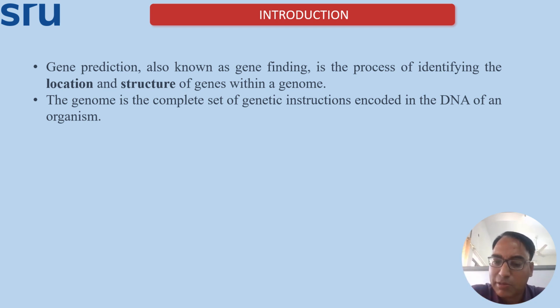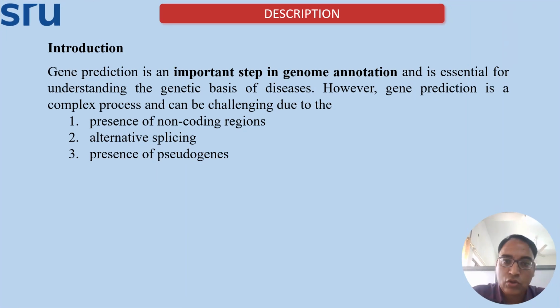So the entire concept here is based on some key parameters, you will try to predict the entire part. Gene prediction is an important step in genome annotation. Also, once we have the idea of what the gene is, then only we can do the function prediction. Correct? So this is that part. And it's essential for understanding the genetic basis of disease.